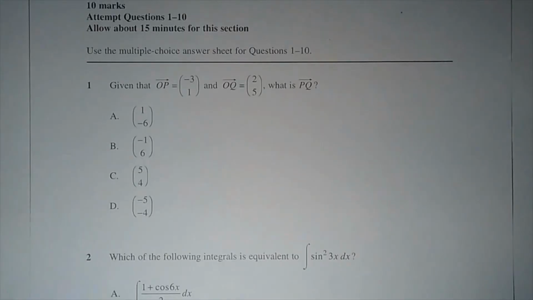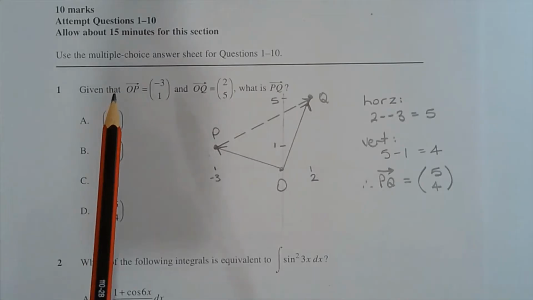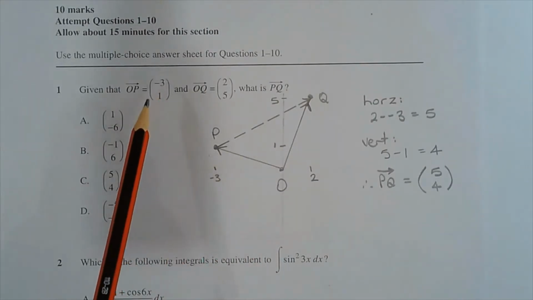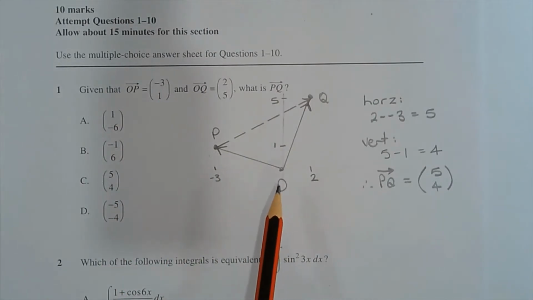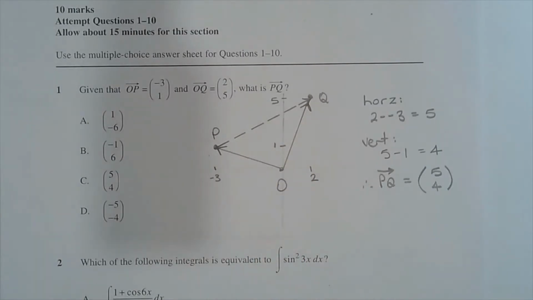Question 1. Given that vector OP equals (-3, 1) and vector OQ equals (2, 5), what is vector PQ? Vectors OP and OQ are position vectors drawn from the origin. Here is position vector OP, where P has coordinates (-3, 1). Here is position vector OQ, where point Q has coordinates (2, 5).